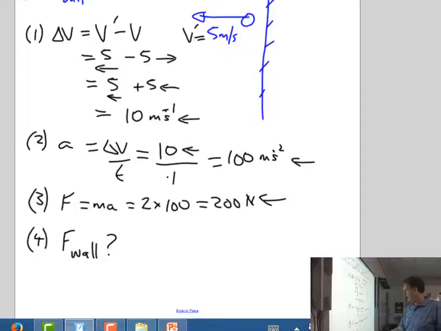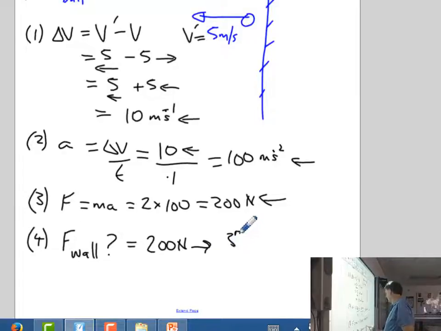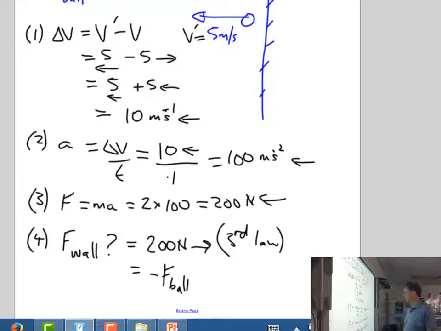Alright, now according to the third law, if there's a force acting on one object, there should be an equal and opposite force on the other. In this case here, it should be 200 newtons to the right because of the third law. It should be equal and opposite to the force on the ball, so minus the force on the ball. So therefore it's 200 newtons to our right. So that's a typical question.